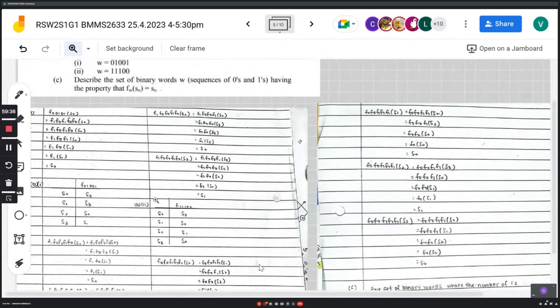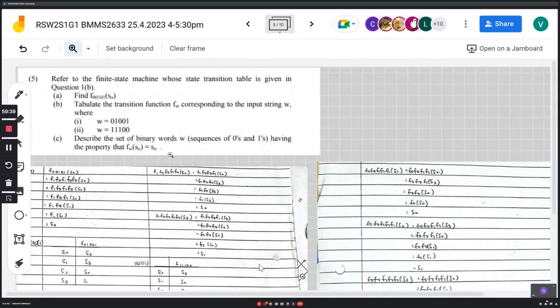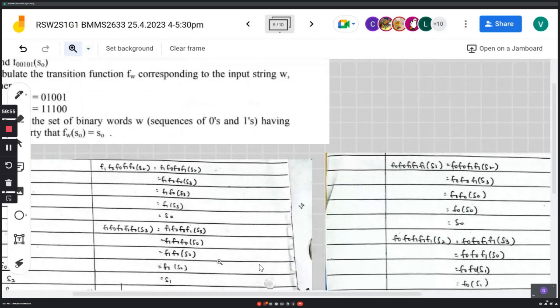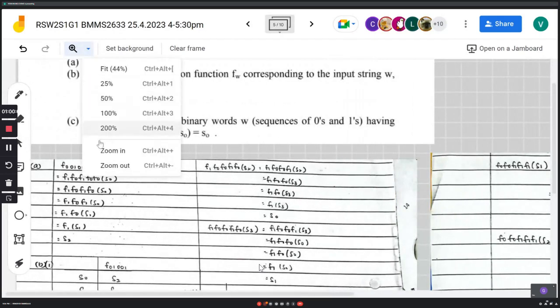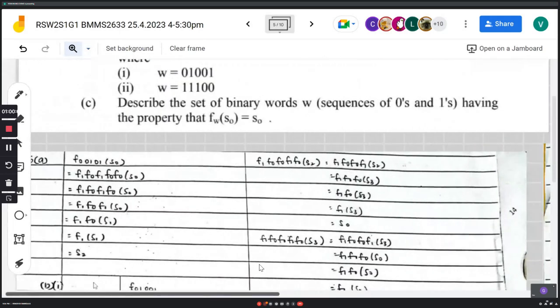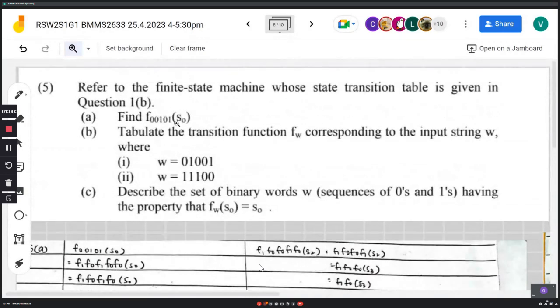This is to find the input string. Refer to question 1b. This one is 0, 0, 1, 0, 1.